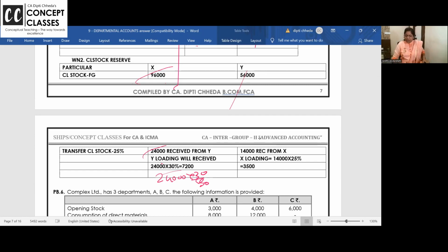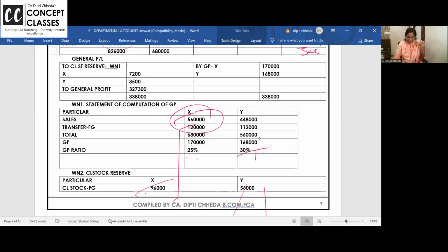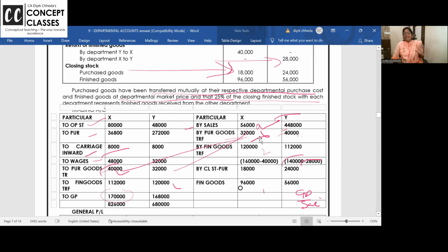Y is saying, okay, in my 56 closing stock, X says I have received 14,000. So these X goods which are lying with me at 14,000 will have X's profit, 25%, 3,500. And why not 25 by 125? Because this time the profit is on sales. Profit is on sales. 170 GP is on 680 into 100. Is my way clear? Is it worth it for 10 marks or not?